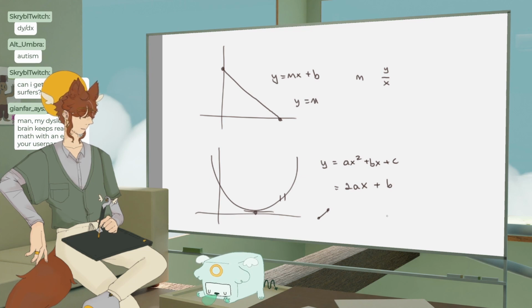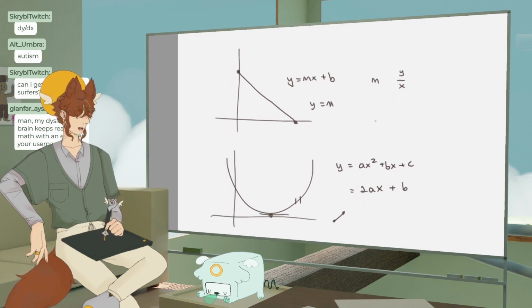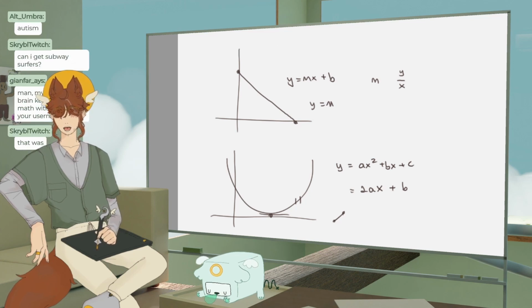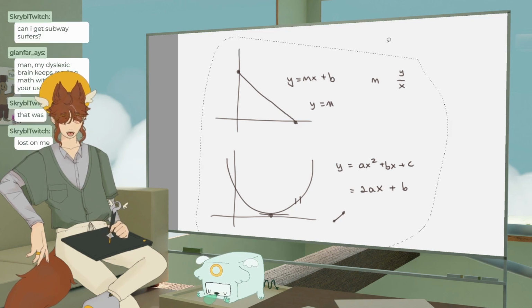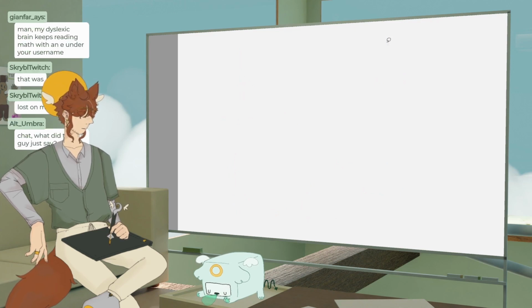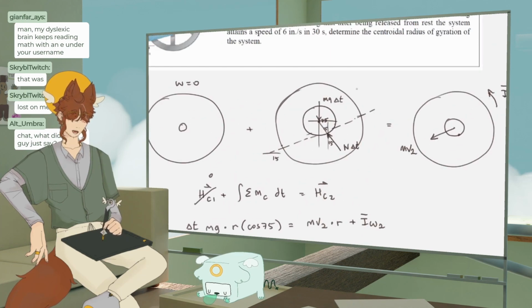I just like seeing "brain keeps on reading math with an E" under your username. Can I get Subway Surfers? I did put that up, and then I got distracted. I can't, that was lost on me. What did this guy just say? I don't know if I can say V.